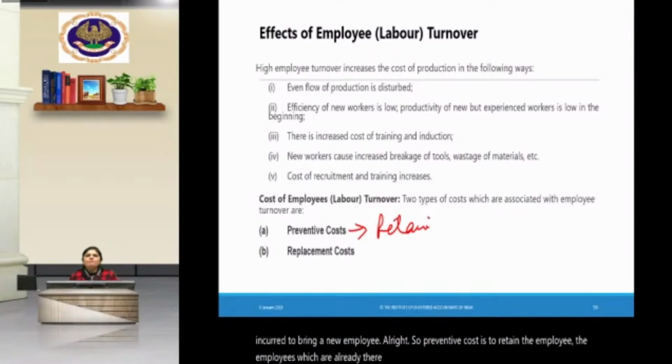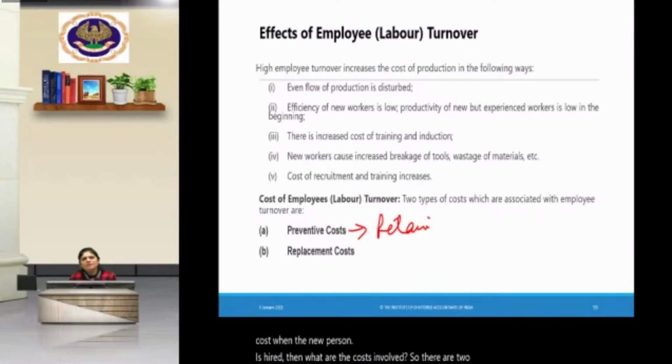Preventive cost is to retain the employees who are already there. To retain them, so that they should not leave, you have to incur certain costs. So recreation, medical, transport, club facility, daycare facility, lunch facility, canteen facility: you have to give these facilities to the employees so that they should not leave. That is preventive cost. The replacement cost is to hire new persons. The whole cost involves the recruitment cost, the selection cost, the training cost, the development cost, and the wastage of material. That is the replacement cost. When the new person is hired, what are the costs involved? So there are two main costs, preventive and replacement cost.